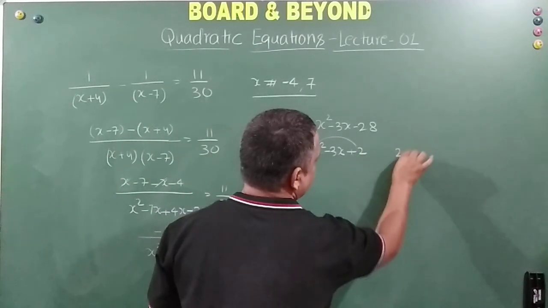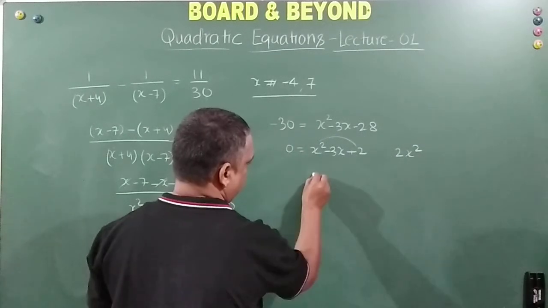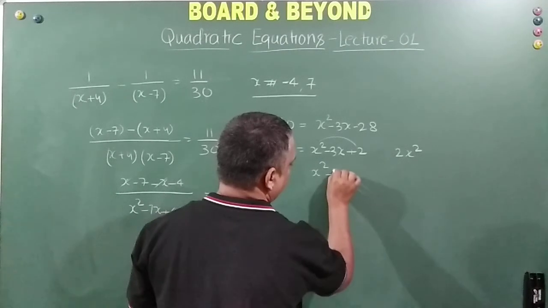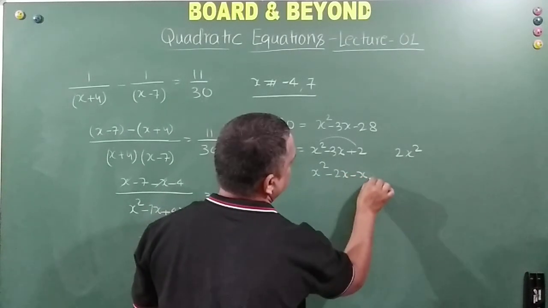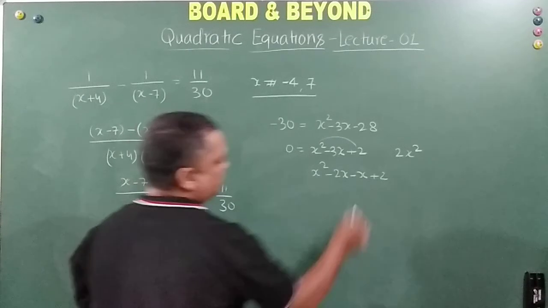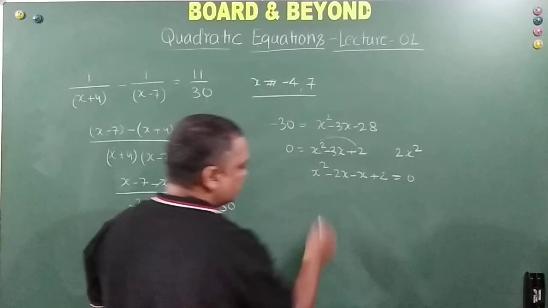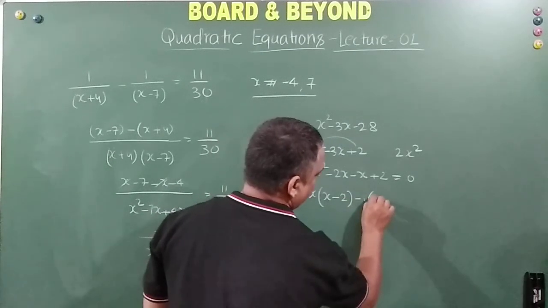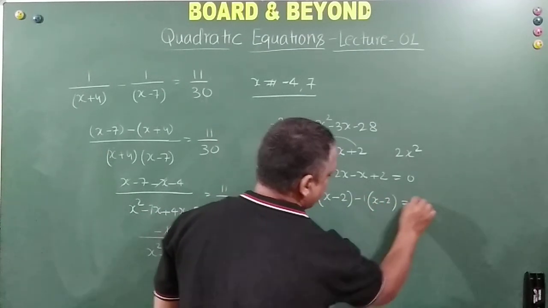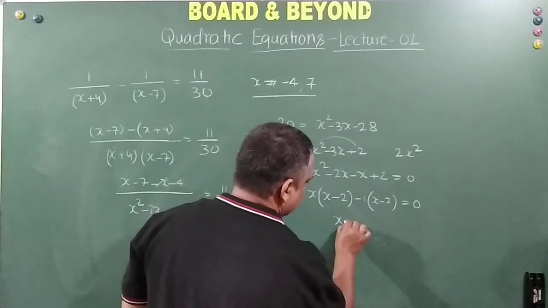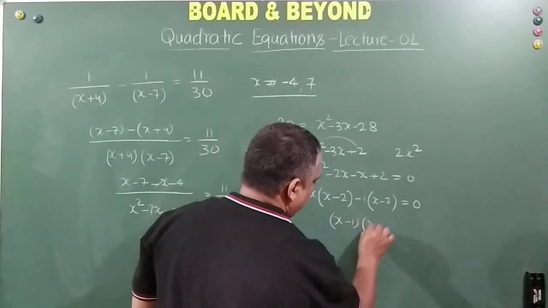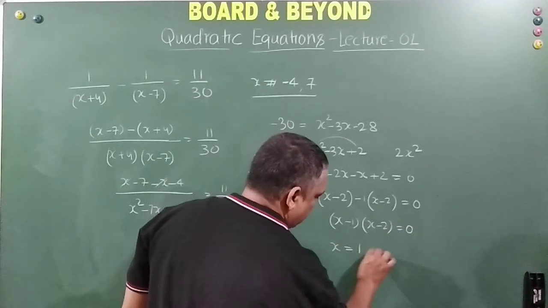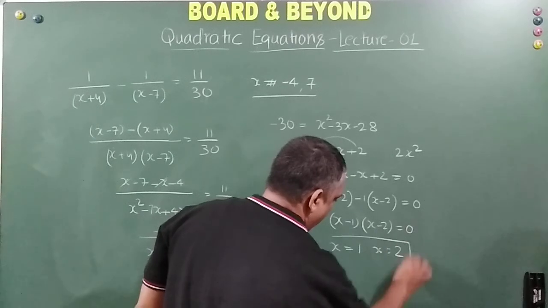The product of the first and the last term is 2x square, so minus 3. So x square minus 2x minus x plus 2 is equal to 0. Taking x common here, this is x minus 2, and taking minus 1 common here, x minus 2 is equal to 0. So x minus 1 and x minus 2 is equal to 0. So x is equal to 1 or x is equal to 2.